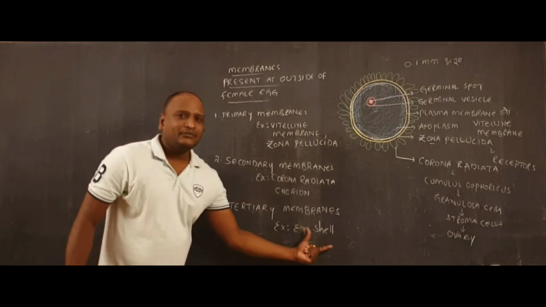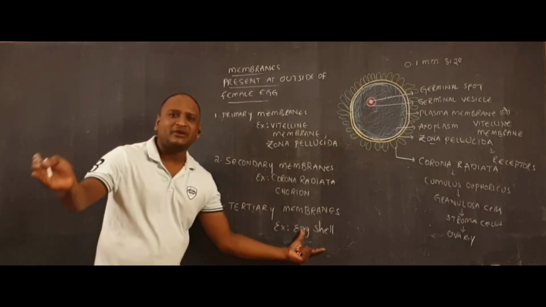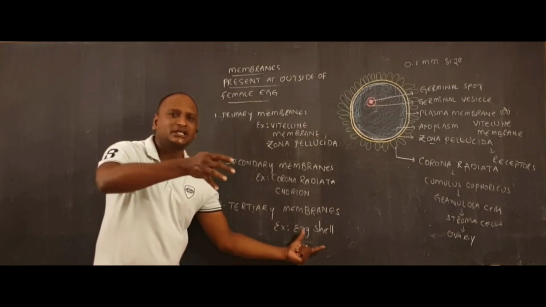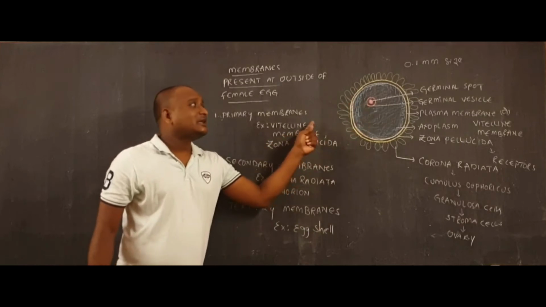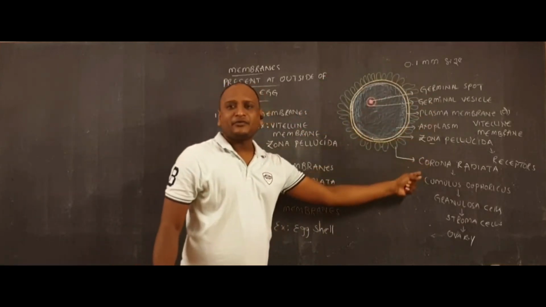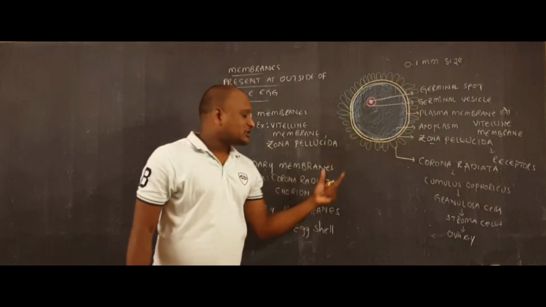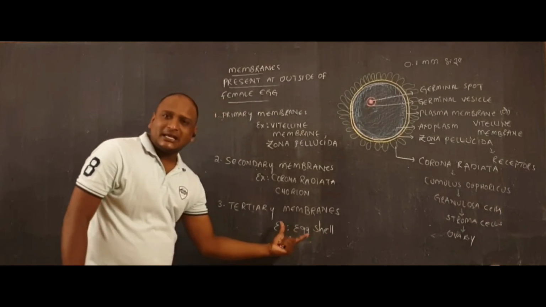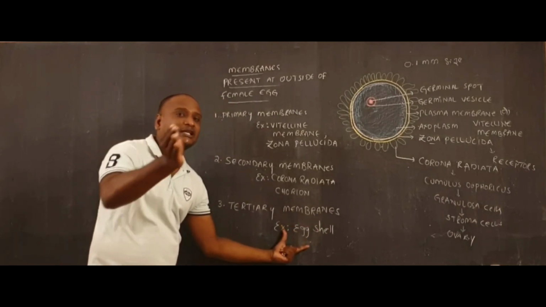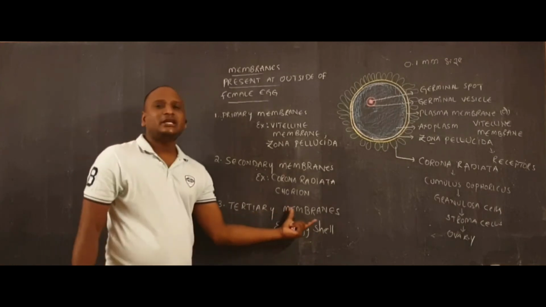This eggshell is actually formed from the oviducts. When the ovum is traveling through the oviduct and reaching the uterus, during that situation the egg cell will be surrounded by one hard shell-like structure, that means eggshell. This eggshell is formed from the oviducts and uterus. That's why it is also called tertiary membranes.